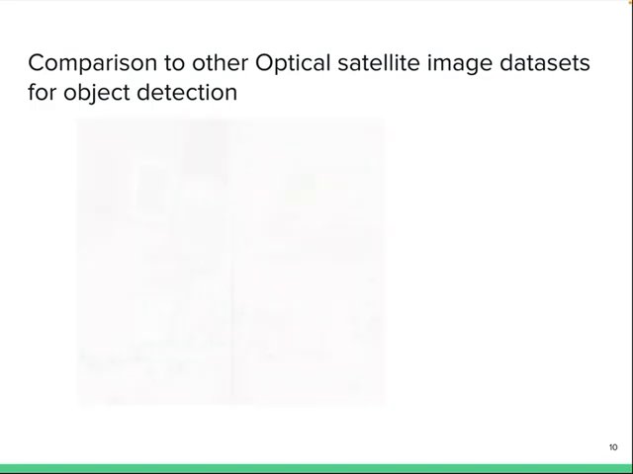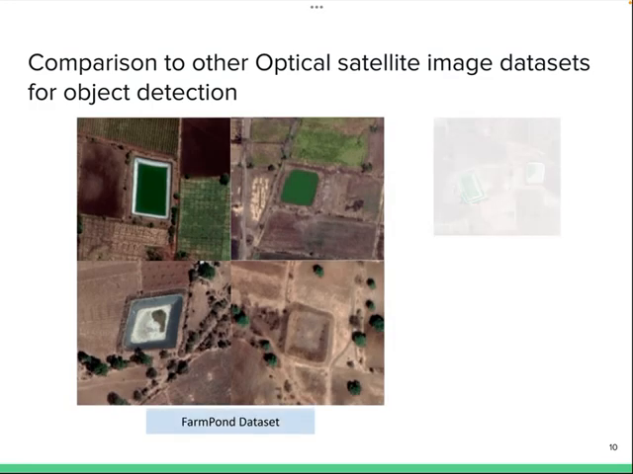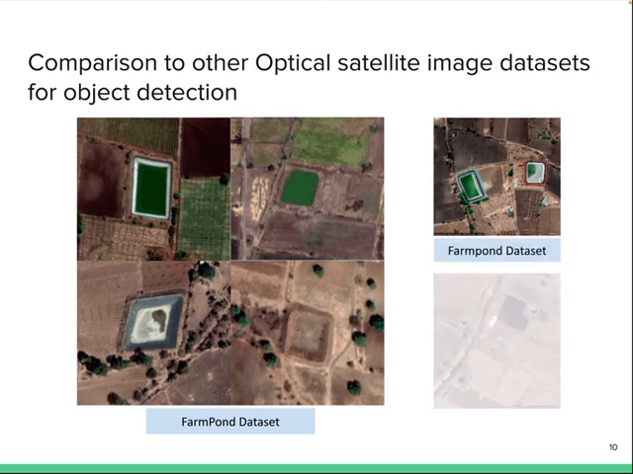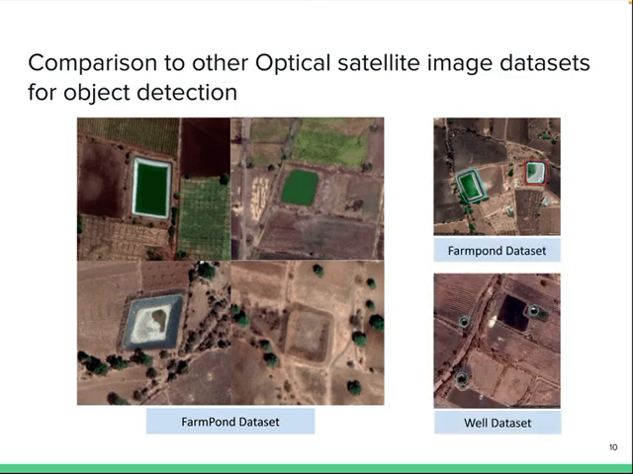The most similar datasets to ours in terms of type, classes, and object instances are those of other minor irrigation structures like farm ponds and wells. The wells dataset has 1614 instances over 1011 images, and the farm ponds dataset has 4 classes in 715 instances over 1018 images.